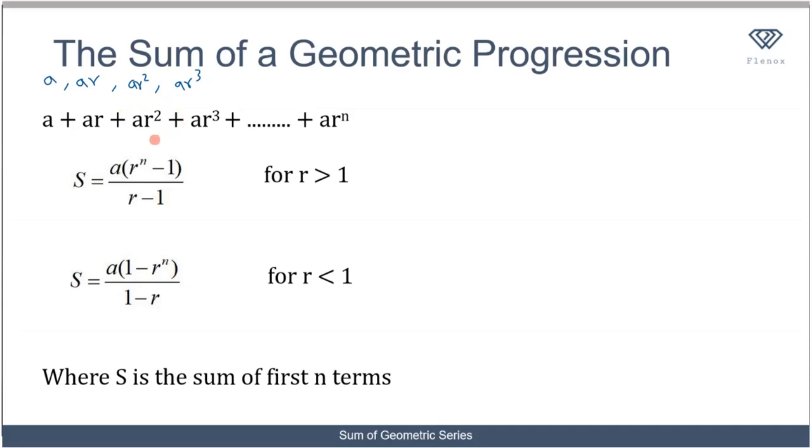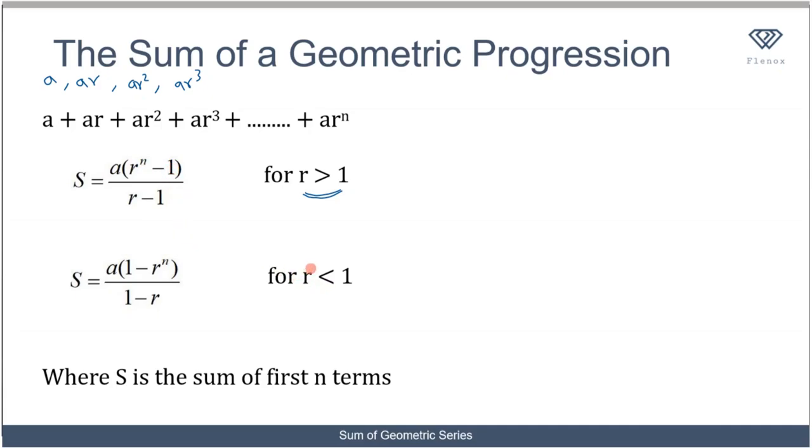The formula for the geometric series S is given as A into bracket R raised by N minus 1 over R minus 1, where N is the number of terms, R is the common ratio, and A is the first term. Note that this formula can be in two different forms. In the first form, you have R raised by N minus 1, and the denominator is R minus 1. This only holds when R is greater than 1. So when the common ratio is greater than 1, like 2, 3, or 1.5, you make use of this formula. The R term comes before the 1.